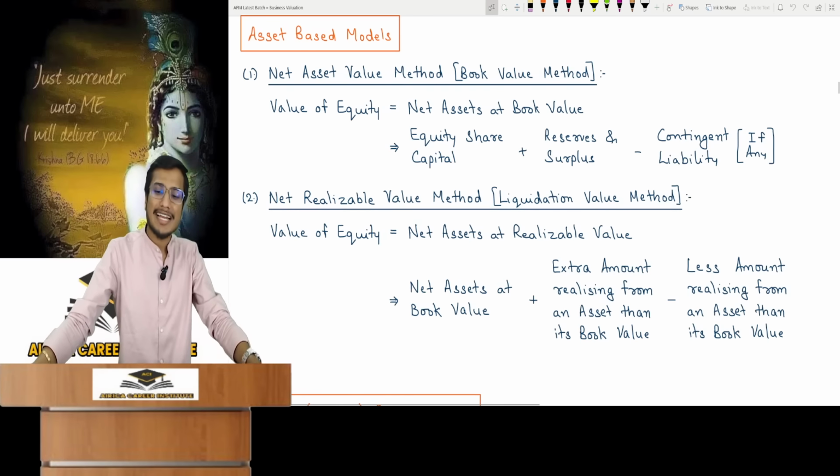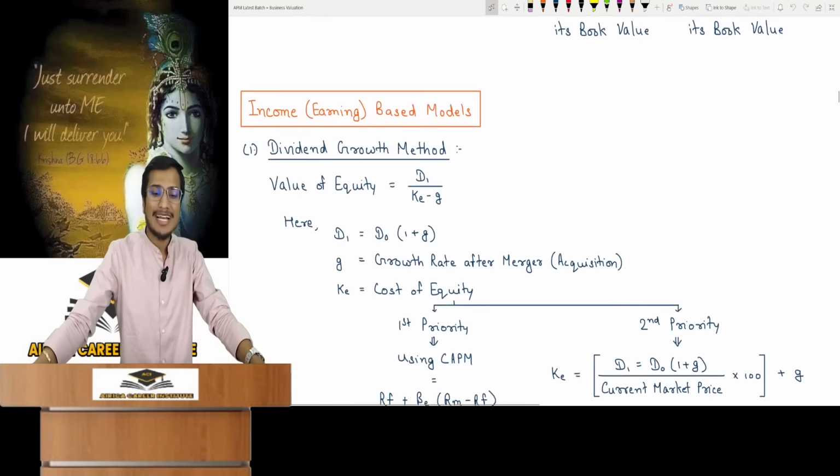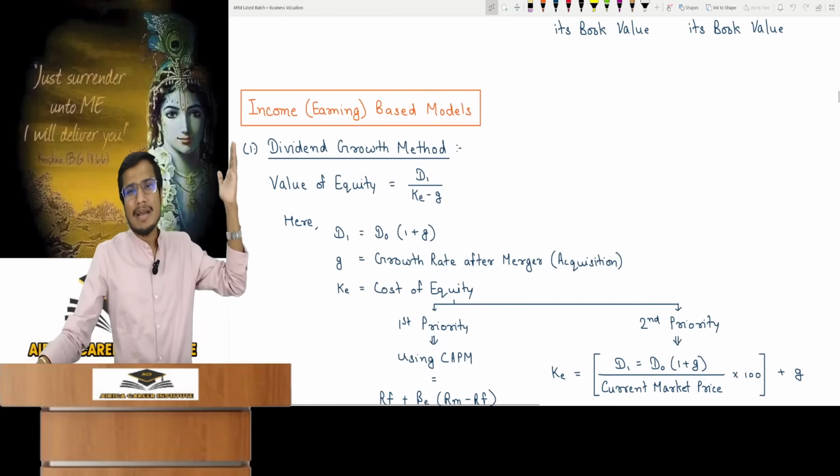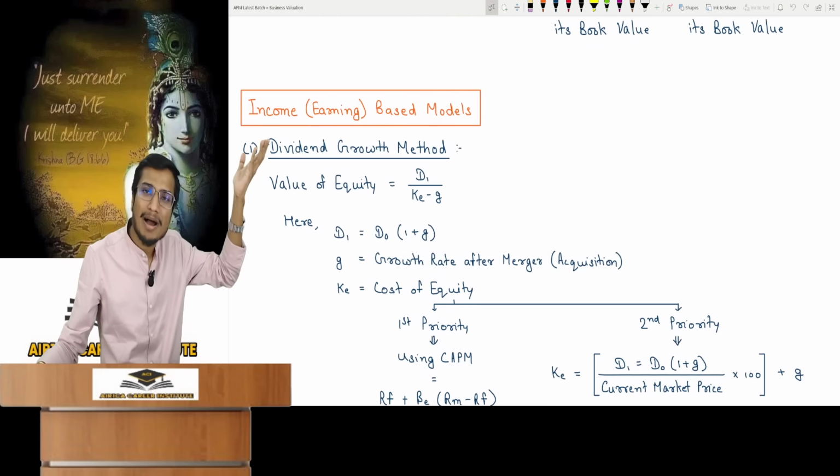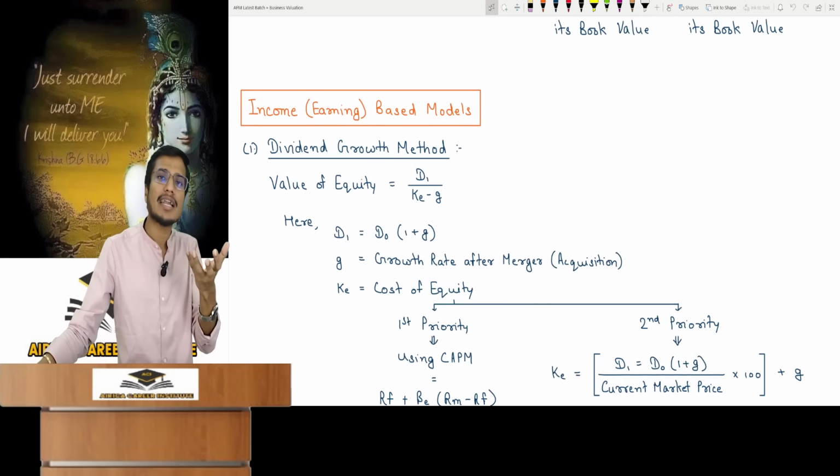So what do we have to do to fix this? The next model we have is income or earning based. Alright, this had a flaw. We were not valuing based on income or earnings. So now take the next method. The next model was created income or earning based.